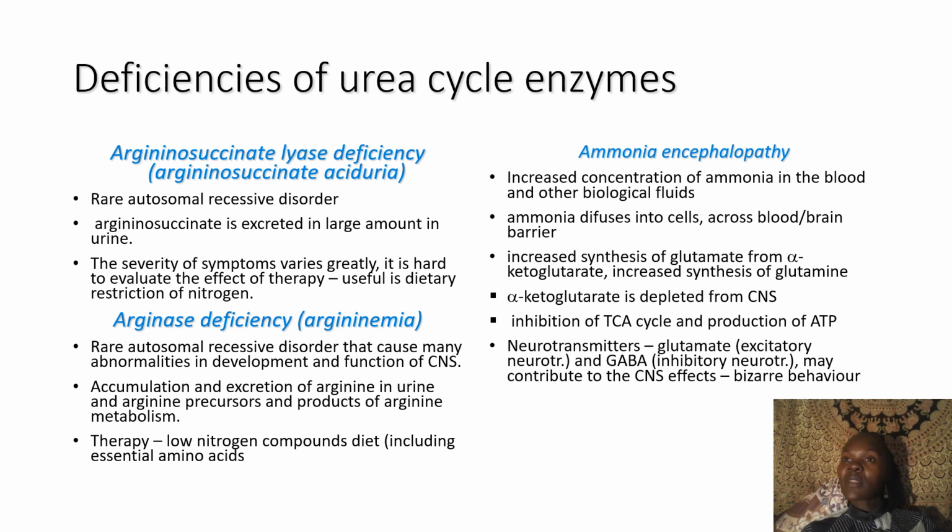And then the arginase, at the step where the urea is released, arginine will accumulate and then be excreted in urine. Ammonia encephalopathy, so much of the ammonia concentration in blood and other biological tissues. And in this case, we're talking about alpha-KG being depleted from the CNS. And that is where you can see it will inhibit the TCA cycle because we need it as an intermediate.